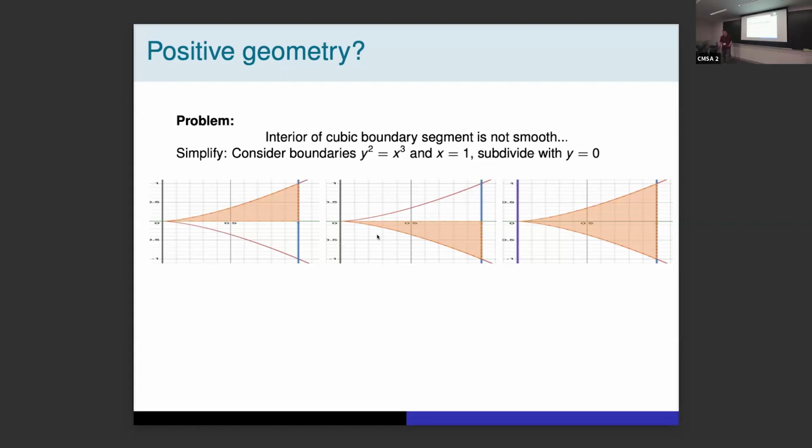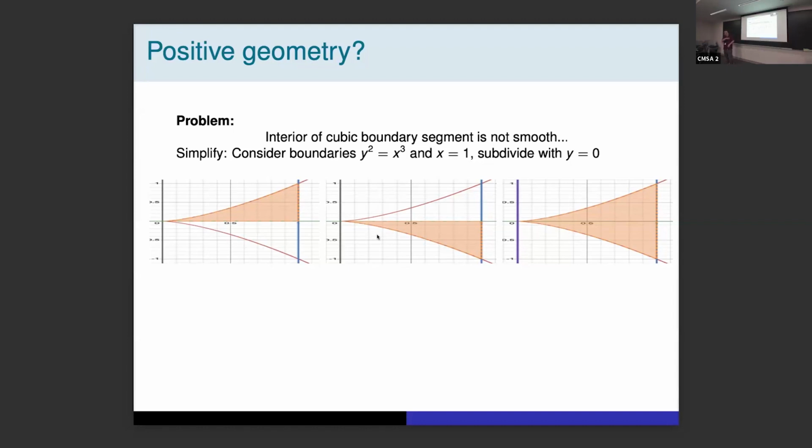But maybe let's see if we can still write something down that resembles a canonical form and maybe satisfies the other properties. But you saw the equations are somewhat large, so let's simplify and also remove the non-transversal intersection for now. So let's just consider this simple cubic, y squared is x cubed, and we enclose a semi-algebraic subset with the line x equals 1. And to avoid the problem of having this singular point in the interior, we also subdivide this with the line given by y equals 0.